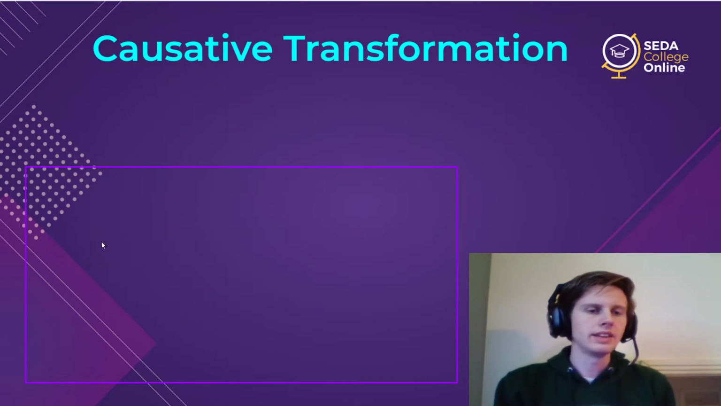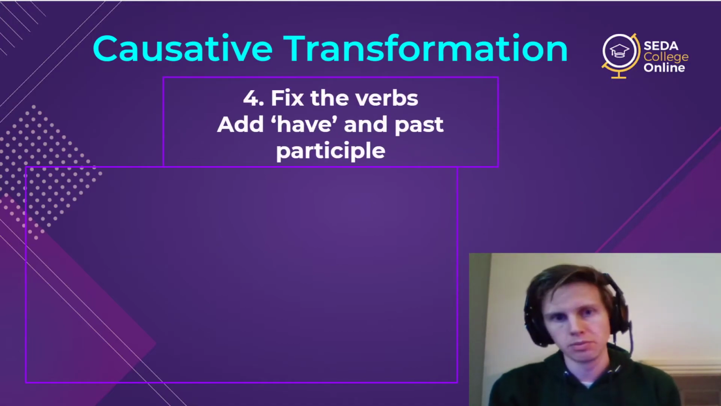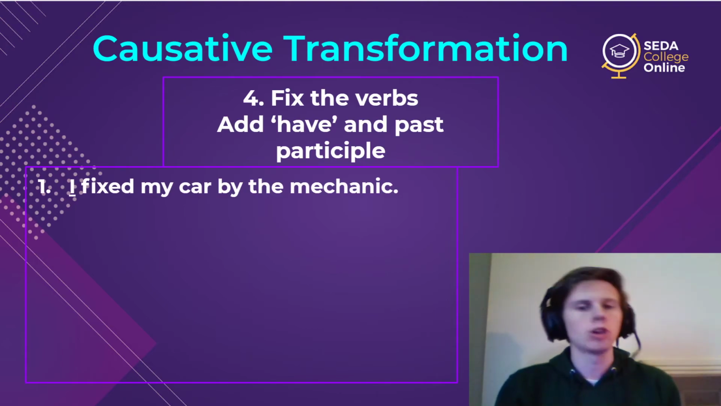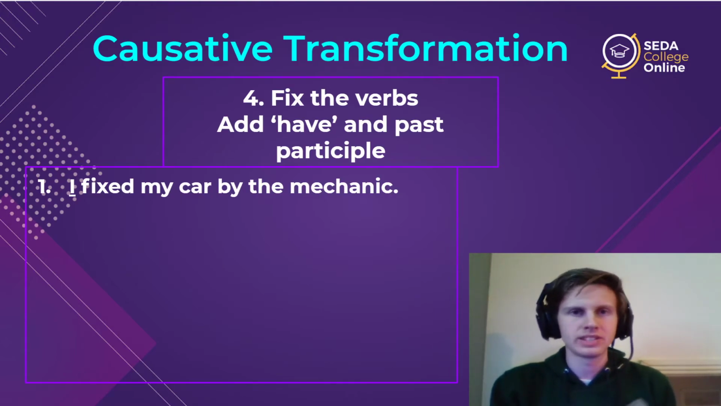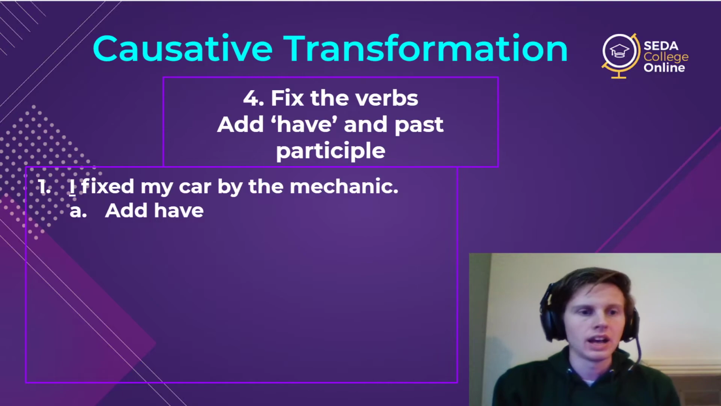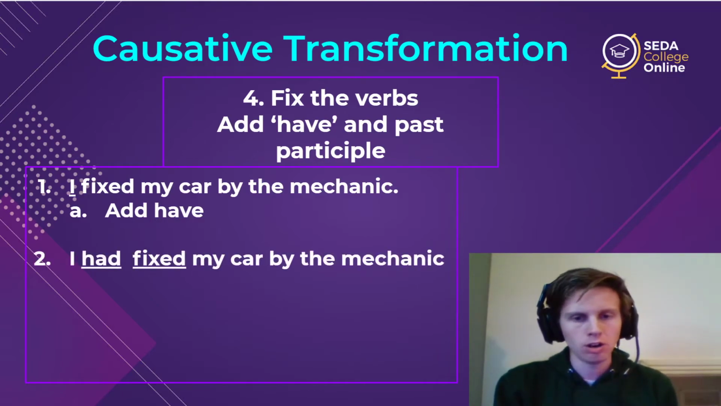So next then, we work on finding or fixing the verbs. So I have my in-between step. I fixed my car by the mechanic. It's not yet complete. I still need my causative verb have. So I add have after the subject. I had fixed my car by the mechanic.